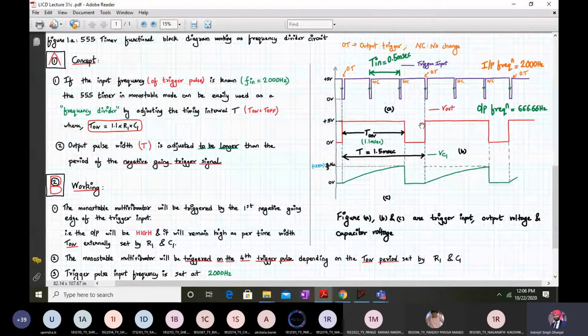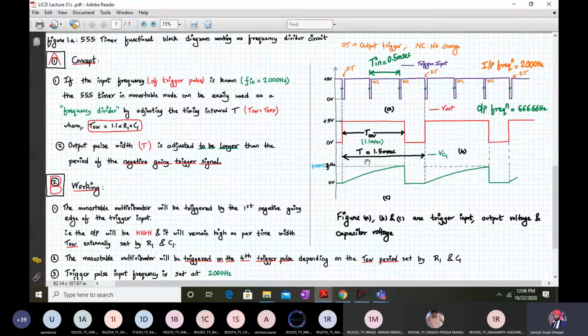Over here, why will the second trigger pulse not trigger it? Can anyone tell me? The second trigger pulse has come, but the output is high. Why have I written over here no change? With the first negative trigger pulse, the output becomes high. The second trigger pulse is not getting reflected. I am asking why. Sir, because the capacitor has not yet charged. Yes, absolutely correct. The capacitor has not yet charged to 2/3 VCC.